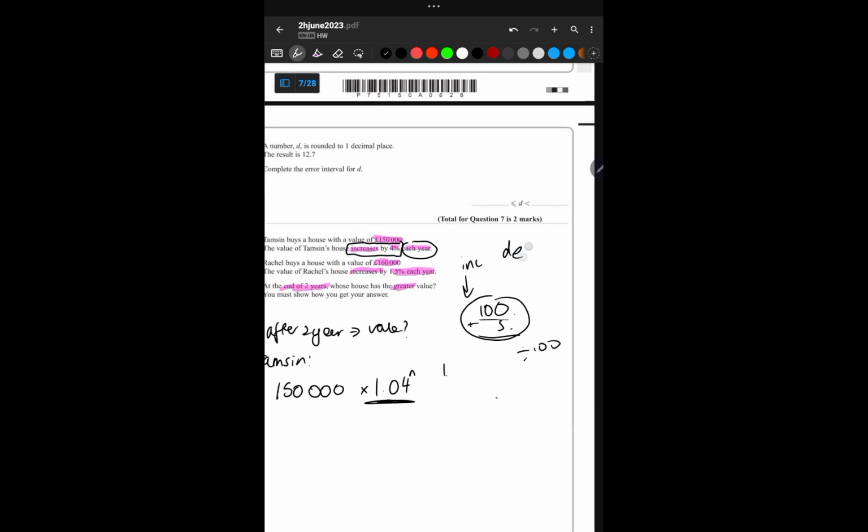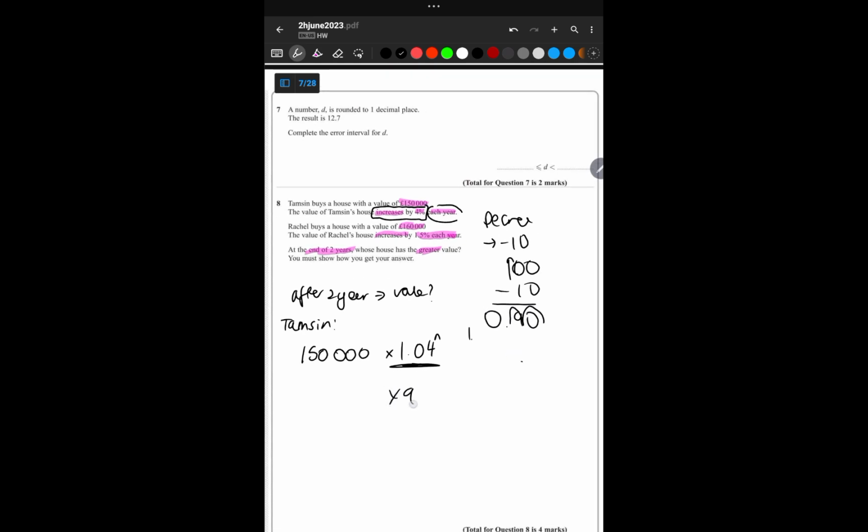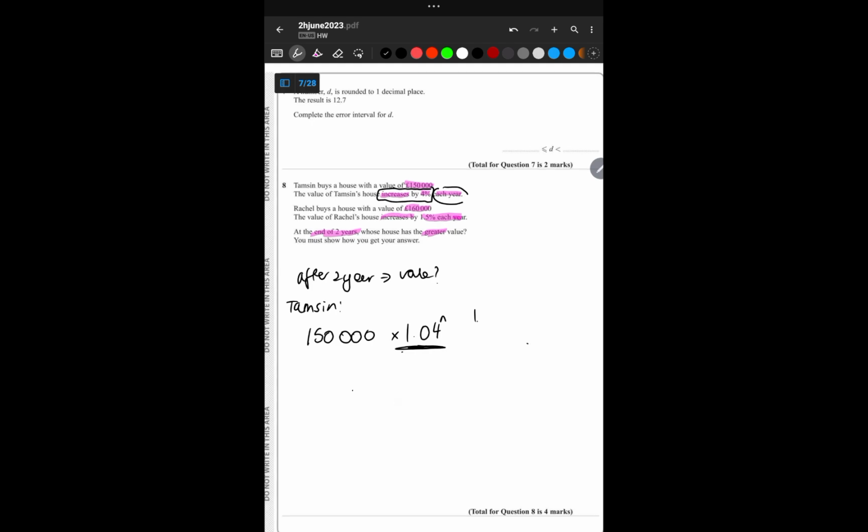If it says decreases by 10%, let's say, then you get 100% minus 10, and you divide that by 100, and you get 0.9 as your multiplier, if it's decreasing by 10%. Okay, so hopefully that clears percentages or interest up. So you do that. That's your equation.